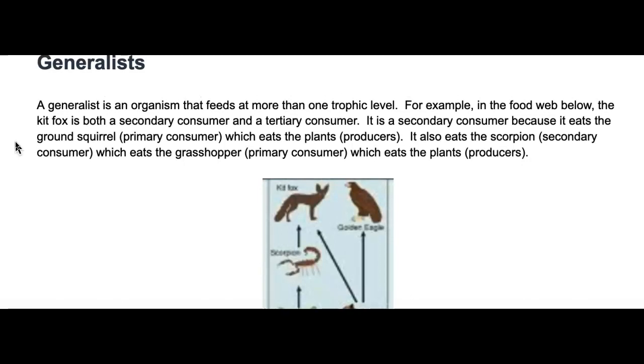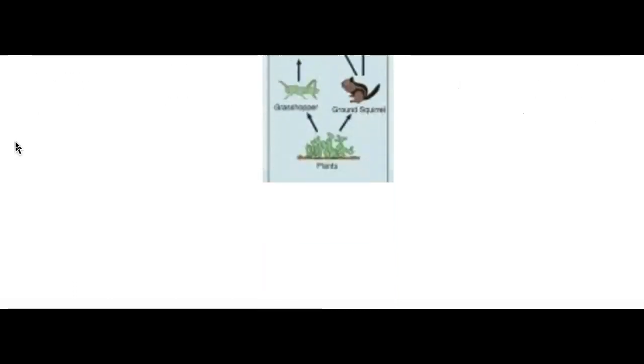Generalists. A generalist is an organism that feeds at more than one trophic level. For example, in the food web below, the kit fox is both a secondary consumer and a tertiary consumer. It is a secondary consumer because it eats the ground squirrel, a primary consumer, which eats the plants, producers. It also eats the scorpion, a secondary consumer, which eats the grasshopper, a primary consumer, which eats the plants, producers.